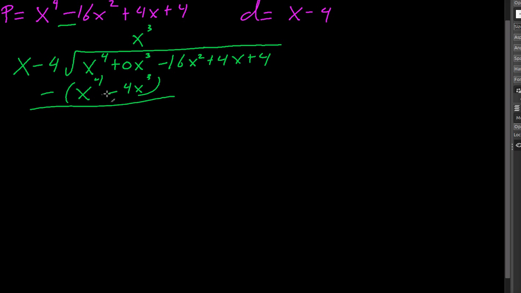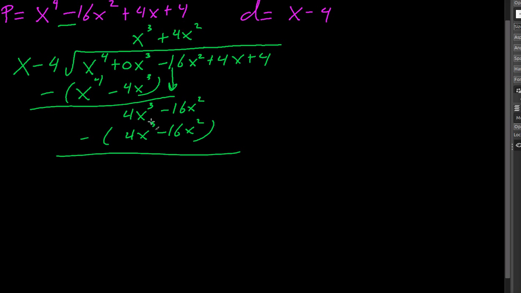And I have 0 minus 4x cubed. So I get 4x cubed. I bring down my negative 16x squared. What do I multiply x by? To get 4x cubed, I need to multiply it by 4x squared. So 4 times negative 4 is negative 16x squared. I subtract and look at that. So these are going to go to 0. Okay, that's kind of neat.